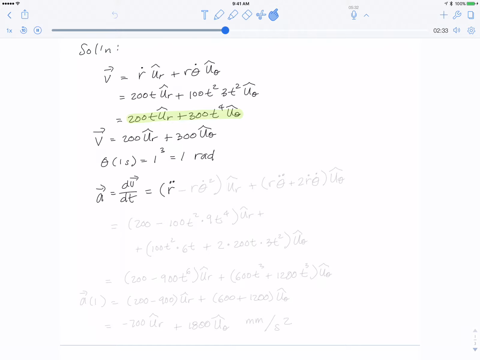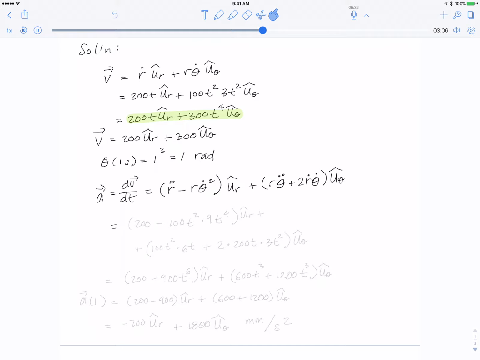in the radial direction r double dot minus r theta dot squared, which is the centripetal acceleration. So r double dot is going out, and r theta dot squared is going in towards the center. And we have r theta double dot. Remember, the radius times the angular acceleration is the linear acceleration. And this weird Coriolis term, remember, we talked about the r dot and the theta dot combining to make an acceleration. And these are in the u theta direction.